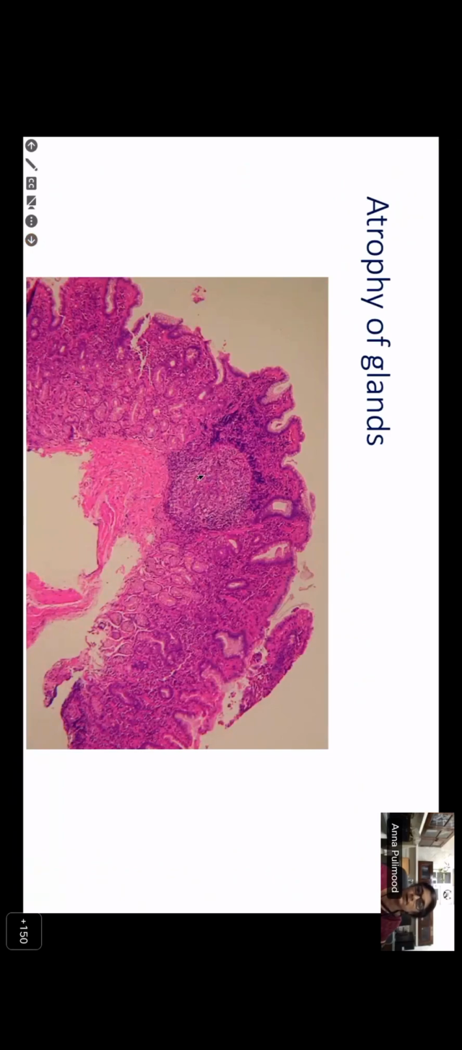Atrophy is when we talk about glands only. We never talk about atrophy of the foveolae. Normally there are much fewer foveolae than glands. So though it looks like there's a big gap between these foveolae, that is not atrophy. This is a normal gap. But between the glands, there should not be any gap at all. When this kind of a gap appears, where glands are missing, then that is called atrophy of glands. It may or may not be associated with intestinal metaplasia.